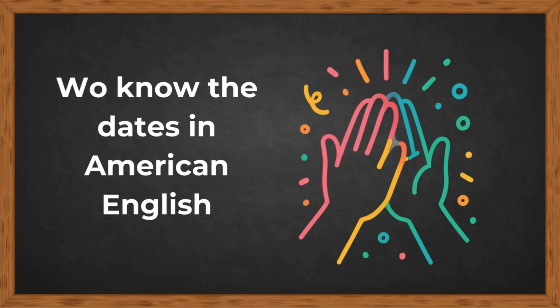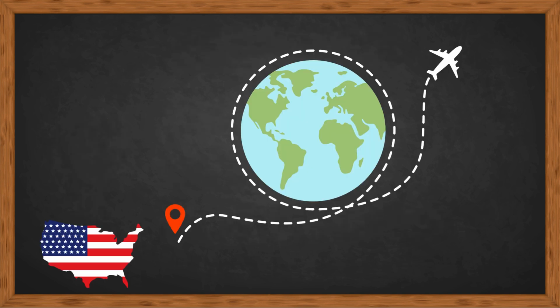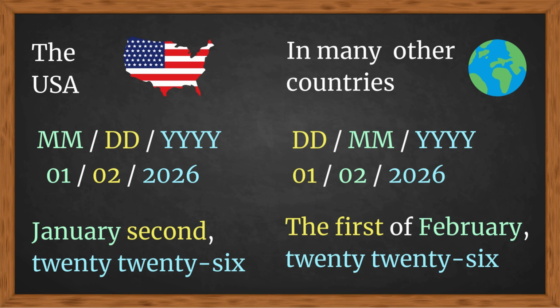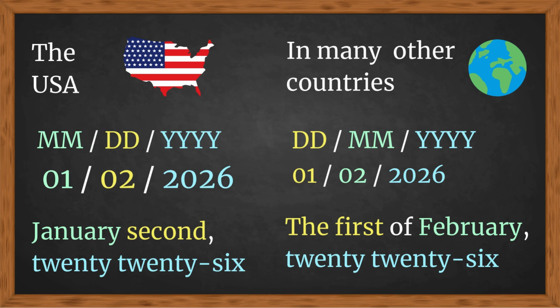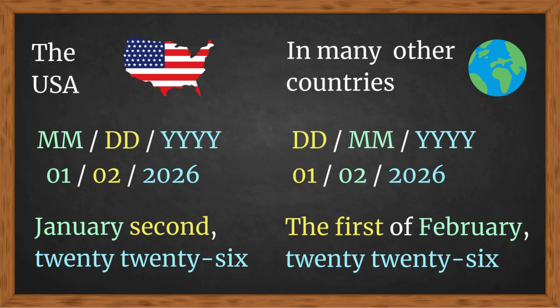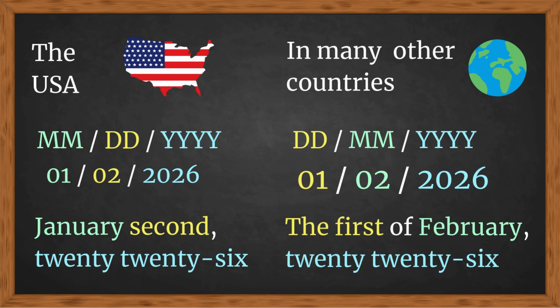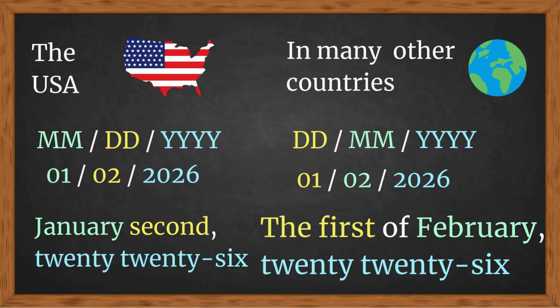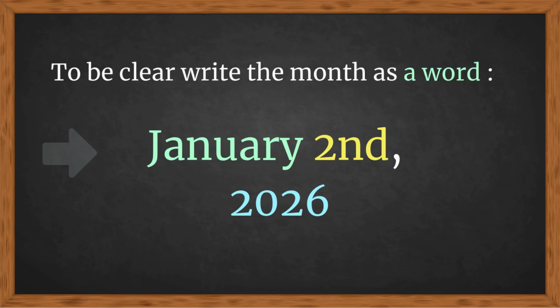Now we know how to say dates in American English. But in other countries, dates can look different. Let's travel. In the USA, we write dates as month, day, year. So 01, 02, 2026 is January 2nd, 2026. In many other countries, they write day, month, and year. The same 0102 can mean the 1st of February. So if you want to be clear, it is a good idea to write the month as a word. For example, January 2nd, 2026.